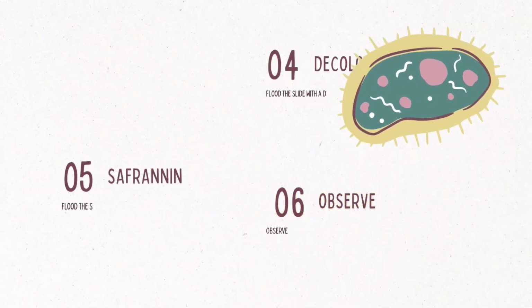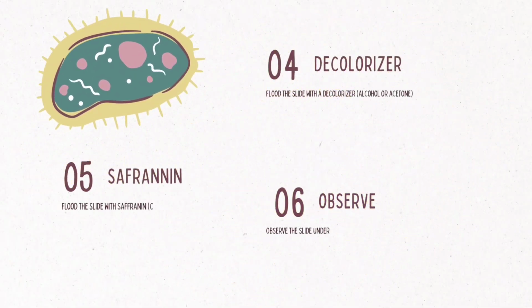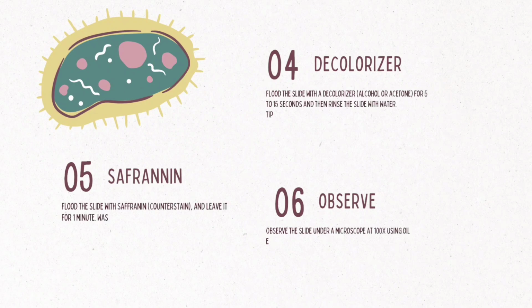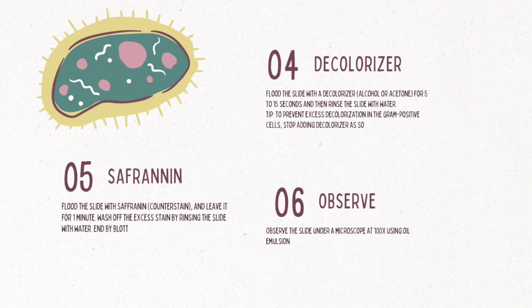Step number 4 is the use of a decolorizer. The slide is this time flooded with a decolorizer, which may be alcohol or acetone or a mixture of the two. This is allowed to stay on the slide for 5 up to 15 seconds, and then the slide is again rinsed with water. In step 5, the slide is flooded with safranin, which is a counter stain, and it is again left for 1 minute.